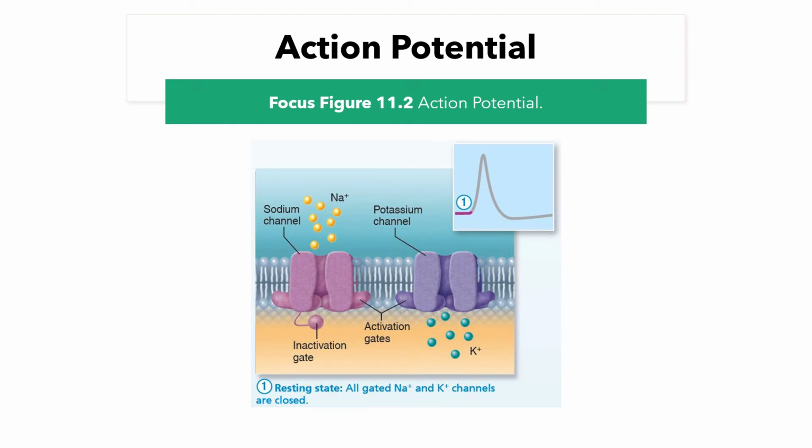So here's the first step of an action potential. So at rest, all gated sodium and potassium channels are closed. And so you can see that we have kind of the activation gate of both the sodium and the potassium. So if you can see right here and right here, there is a physical block between the channel so that sodium and potassium are not able to move.